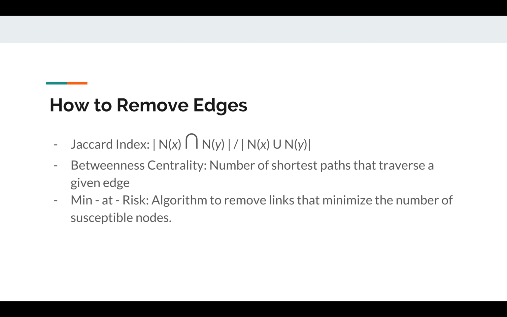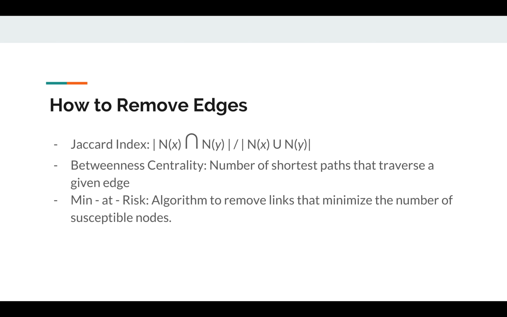Another method we use to remove edges is based on the betweenness centrality values. Edges with a high betweenness centrality are more likely to transmit diseases through a network because there are a higher number of shortest paths that traverse that edge.